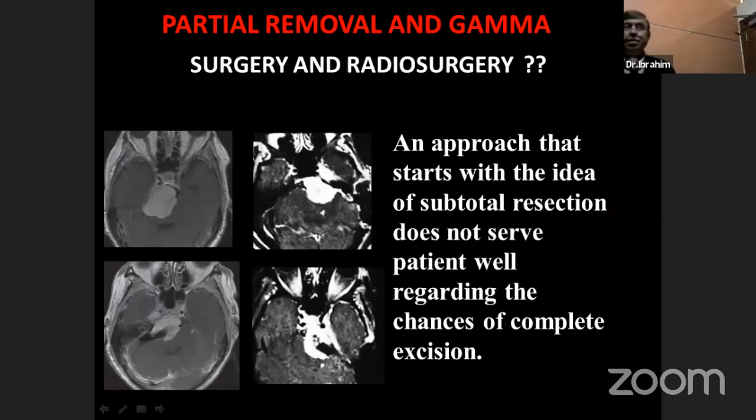Some people would say, and this is a trick by the so-called mediocre neurosurgeons practicing radiosurgery, oh, it's big, so we cannot treat it. Everybody will blame us. So why not go and remove part of it, and then the rest we will give Gamma Knife. This is wrong. And this is a statement from Majid Sami. You start with the idea of subtotal resection, and then radiotherapy does not serve the patient well regarding chances of a complete excision. So it is the state of mind.